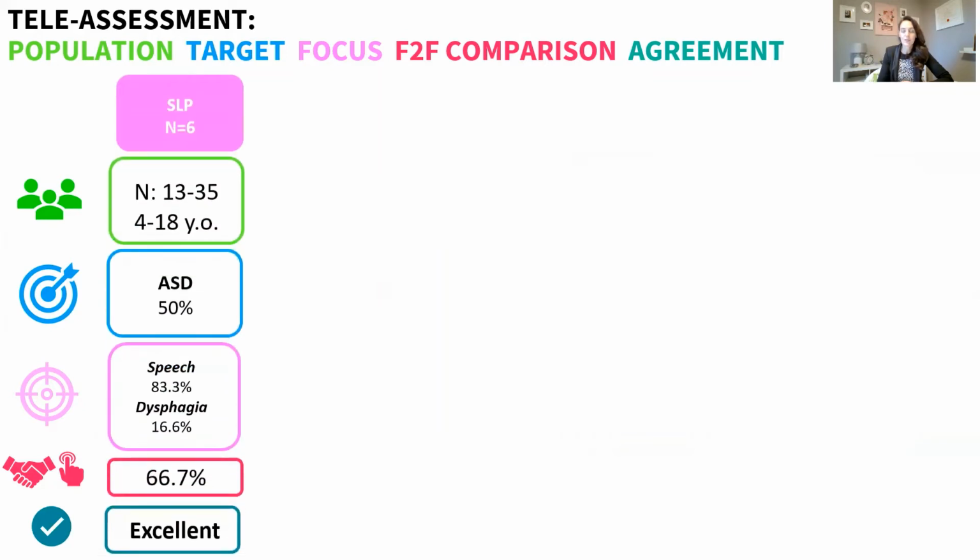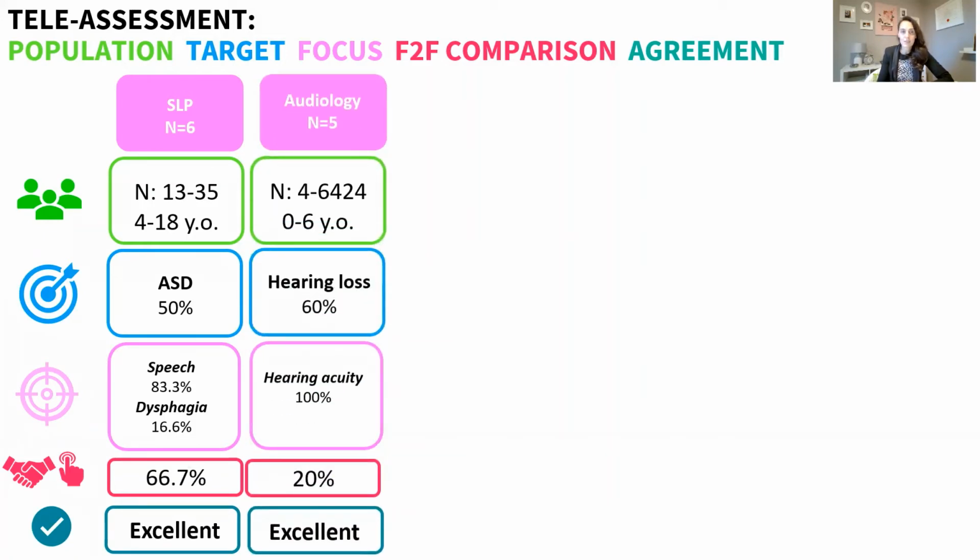We're first going to look at the speech-language pathology studies. We have 6 of them, and they included anywhere from 13 to 35 children aged 4 to 18 years old. 50% of the studies included children with autism spectrum disorder, and the focus was to assess speech and language abilities in 83.3% of the studies and dysphagia in 16.6%. Close to 67% of the studies did a comparison with the face-to-face assessment, and those that did found excellent agreement between the tele-assessment and the face-to-face assessment. This is wonderful news.